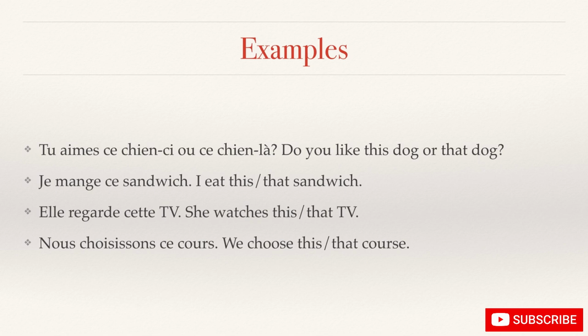Je mange ce sandwich. I eat this or that sandwich. It doesn't really matter. Elle regarde cette télévision. She watches this or that television. So it doesn't matter again. Nous choisissons ce cours. We choose this or that course. Again, it doesn't matter. They're just specifying that it's this or that specific course.